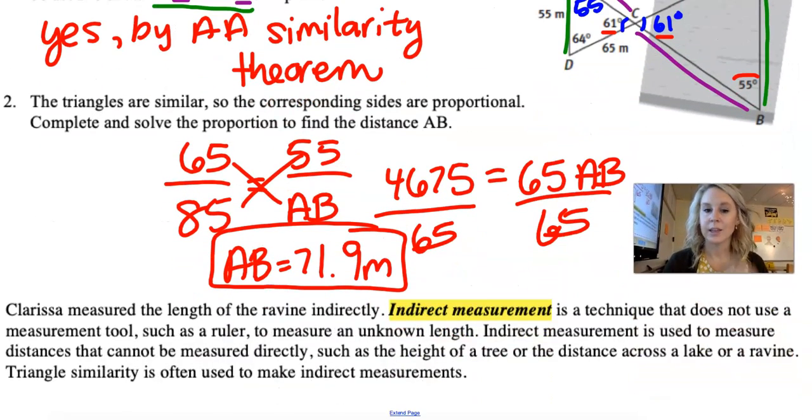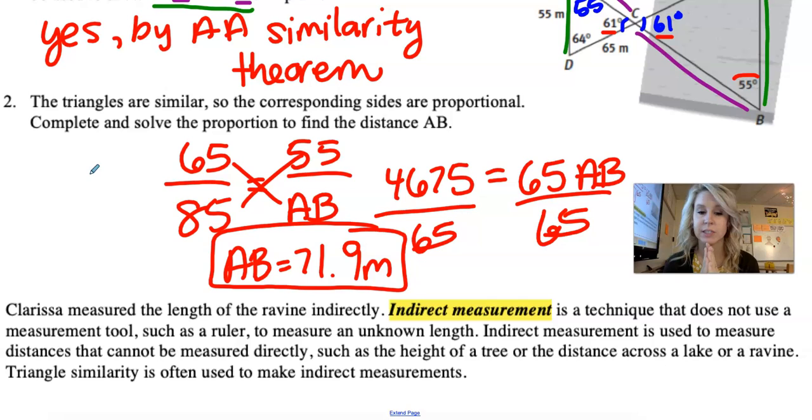This is called indirect measurement. Clarissa measured the length of the ravine indirectly. We didn't physically go over there and measure the line segment, however long the ravine was, because it wasn't possible. Indirect measurement is a technique that does not use a measurement tool such as a ruler to measure an unknown length. Indirect measurement is used to measure distances that cannot be measured directly, such as the height of a tree, distance across a lake, or a ravine. Similar triangles are often used to make indirect measurements. The most commonly used example is to measure trees.